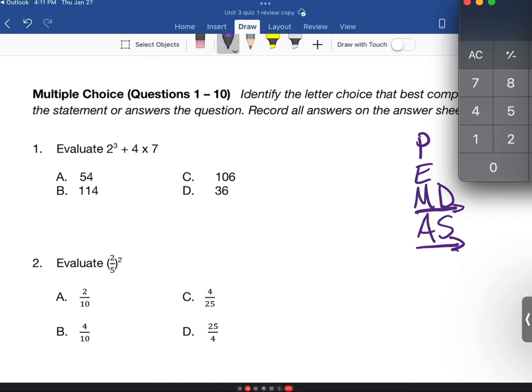So we have 2 to the third plus 4 times 7. Do we have any parentheses? No, so we're good with that. Do we have any exponents? We do. So I like to rewrite my expression over.